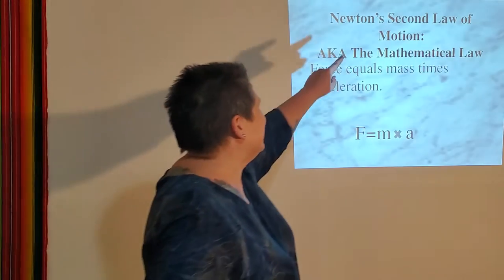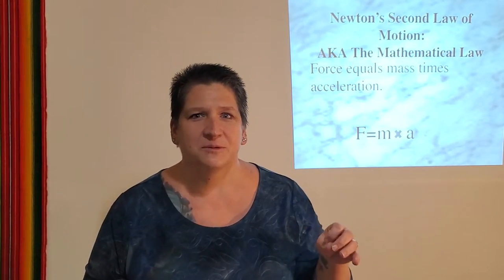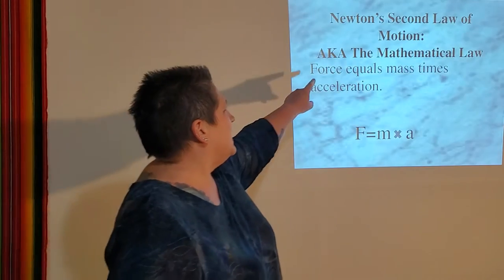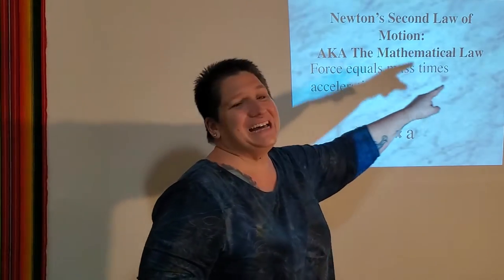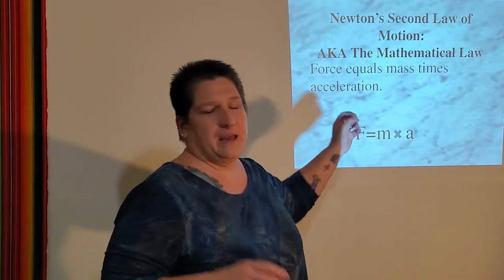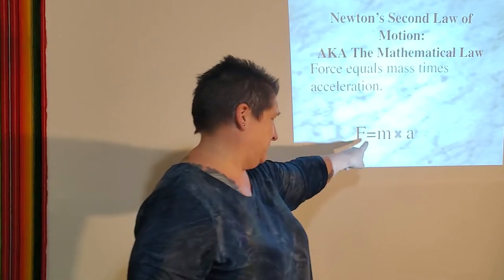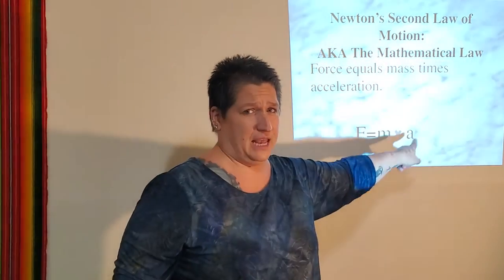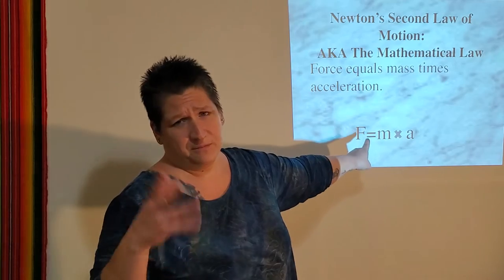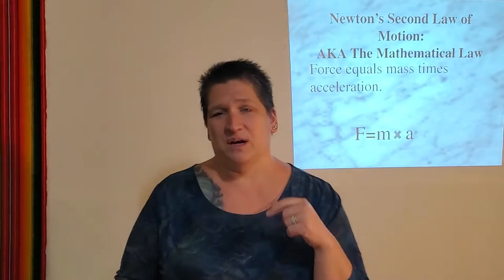Newton's second law, it's also called the mathematical law. This one gets a little bit tricky to explain, but it says that force equals mass times acceleration, all right? It's written this way, and in your three boxes, in that lower left-hand one that says an example, I would simply write F equals M times A. I mean, you write whatever you want, but that's the equation we're going to be looking at.